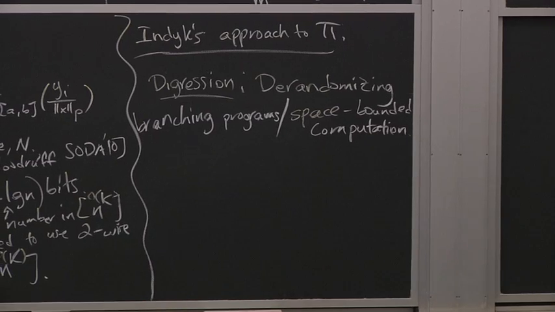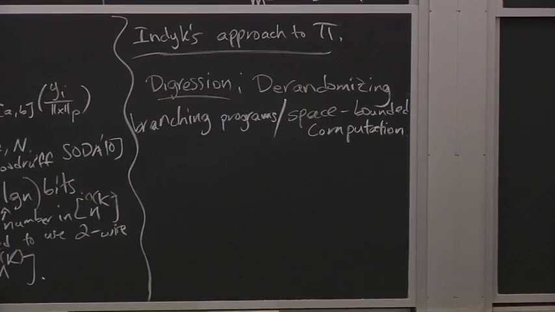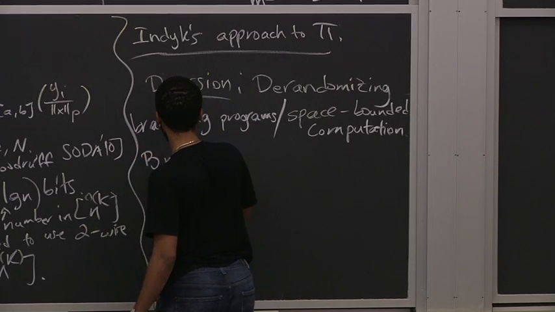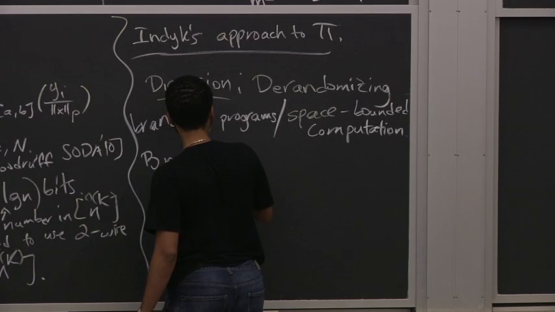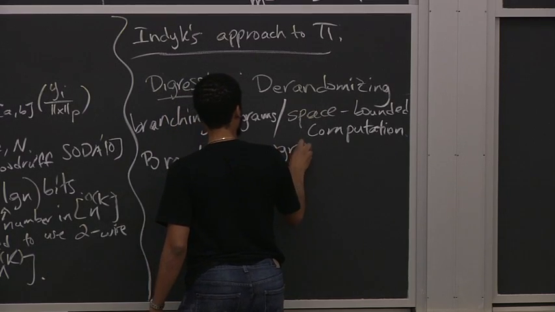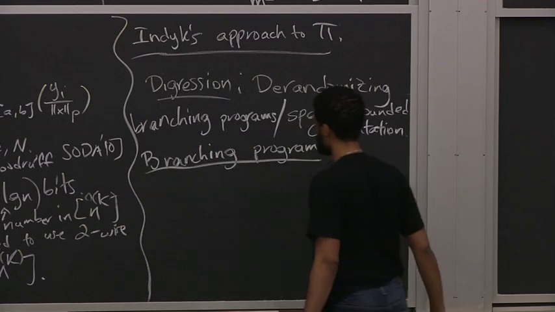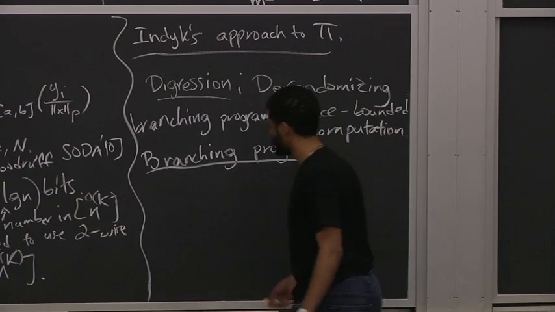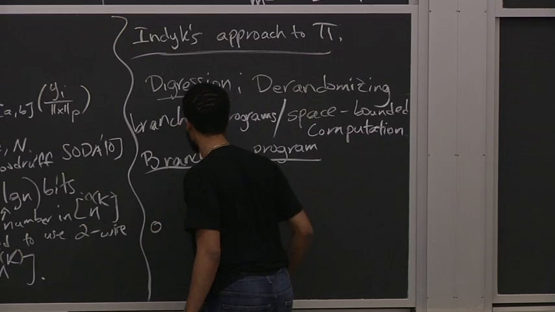Okay, so for the next two boards or so, forget about the Indyk algorithm. I'm going to show you something about space-bounded computation, and then we're going to apply that to the Indyk algorithm. I want to introduce something called a branching program. A branching program is, think of it as like a grid graph. There's an initial node on the left all by itself, and then there's a grid.